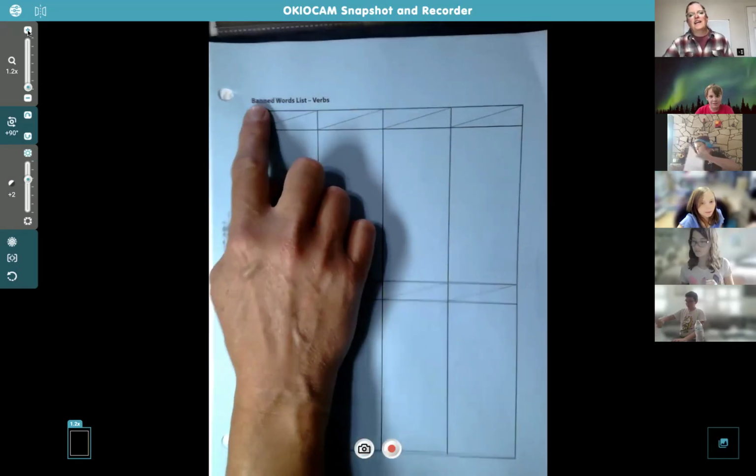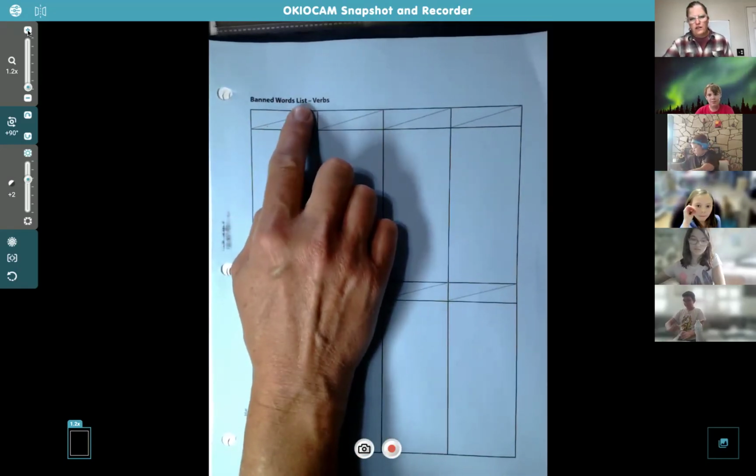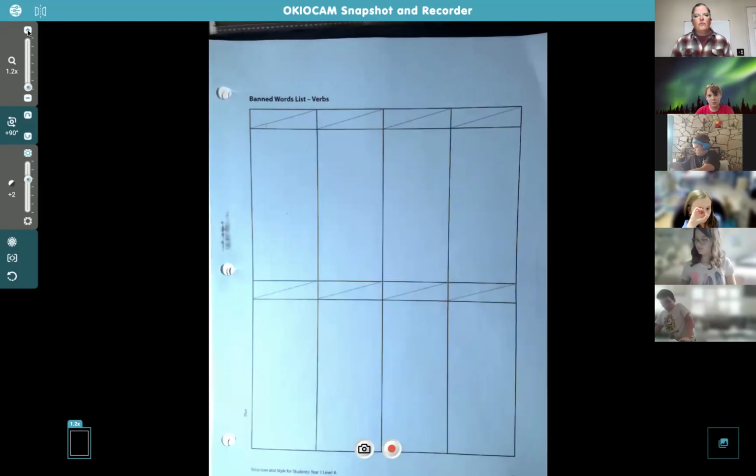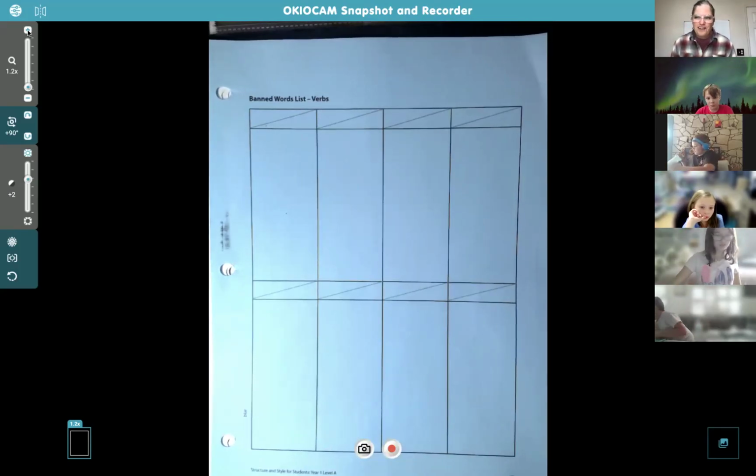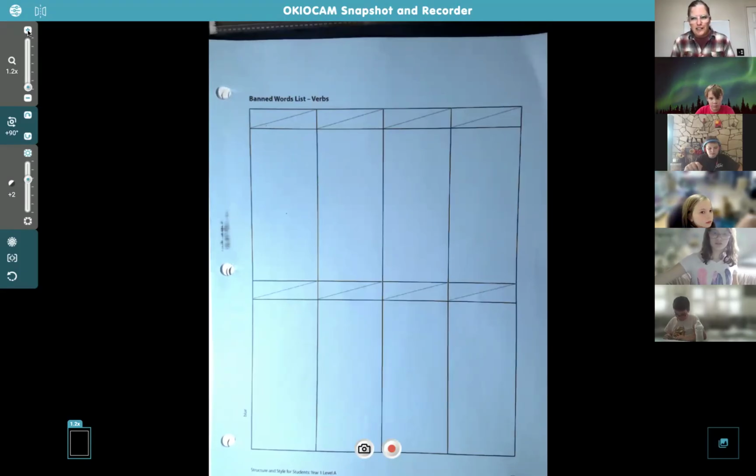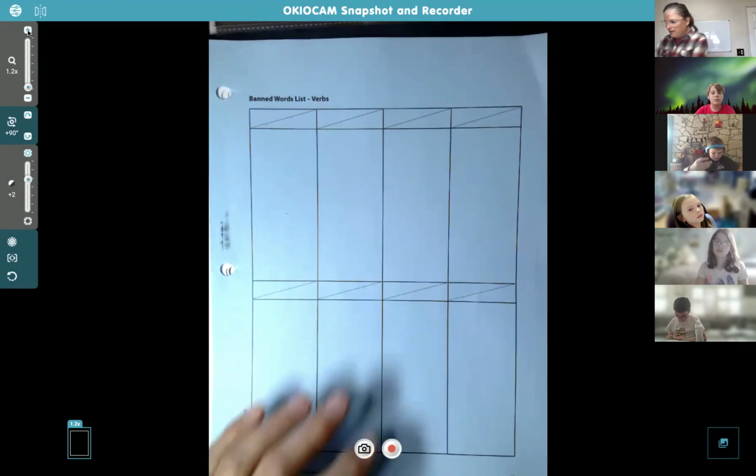This is called banned words list. And then it says verbs here. So banned words means you're not allowed to use these words anymore. And by the way, they're not bad words. They're just boring words that we overuse sometimes. So it's a challenge for you not to use these words anymore to make your paper sound better.